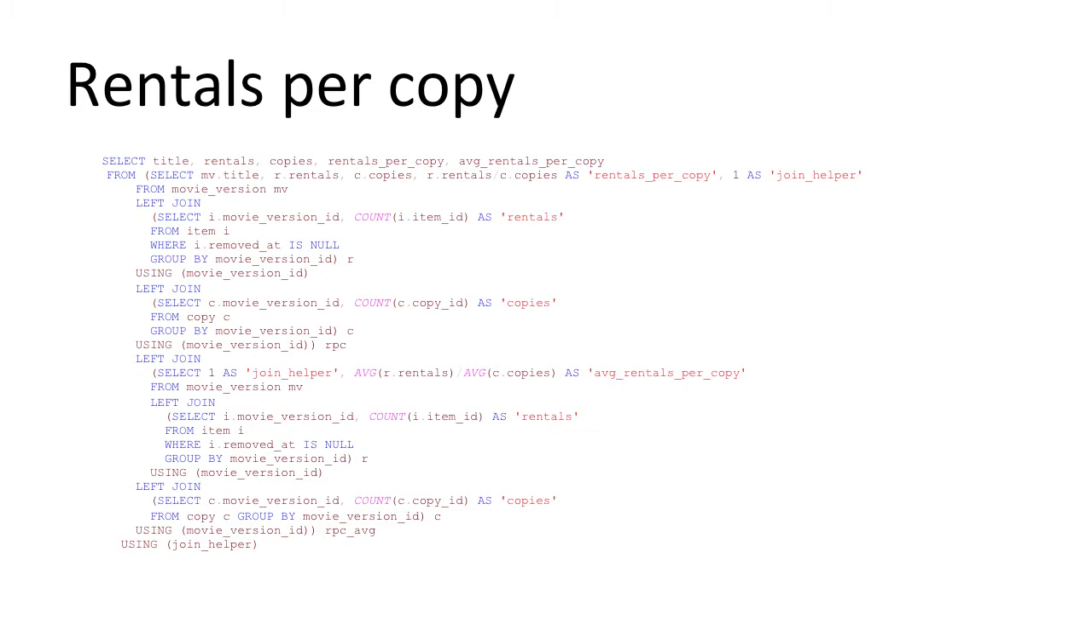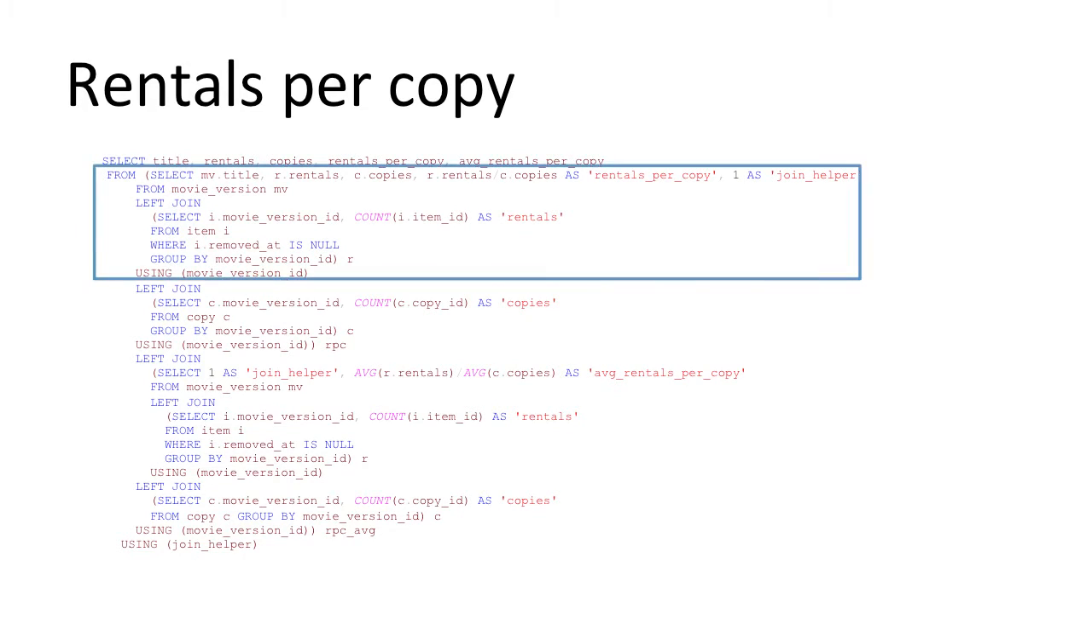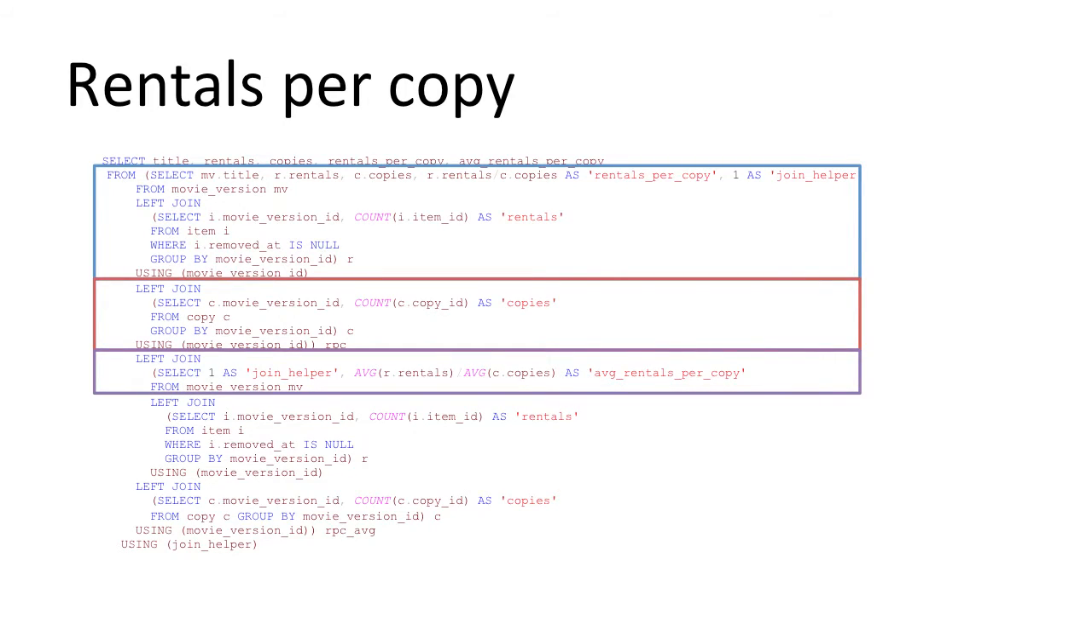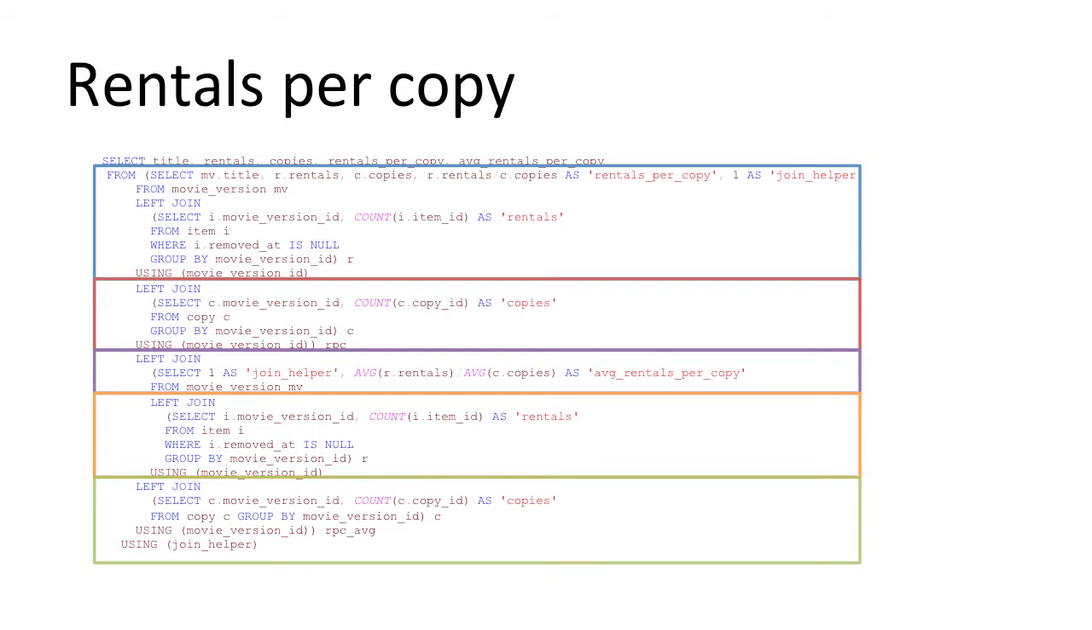Another question we want to answer is in which relation the number of copies of our DVDs are to the number of rentals of their respective movies. First, we simply want to load the plain number of rentals and copies. Therefore, we join the movie version table with the item table and the copy table. After that, we join a query that calculates the ratio we are looking for by, again, using the item and copy table to fetch its information.